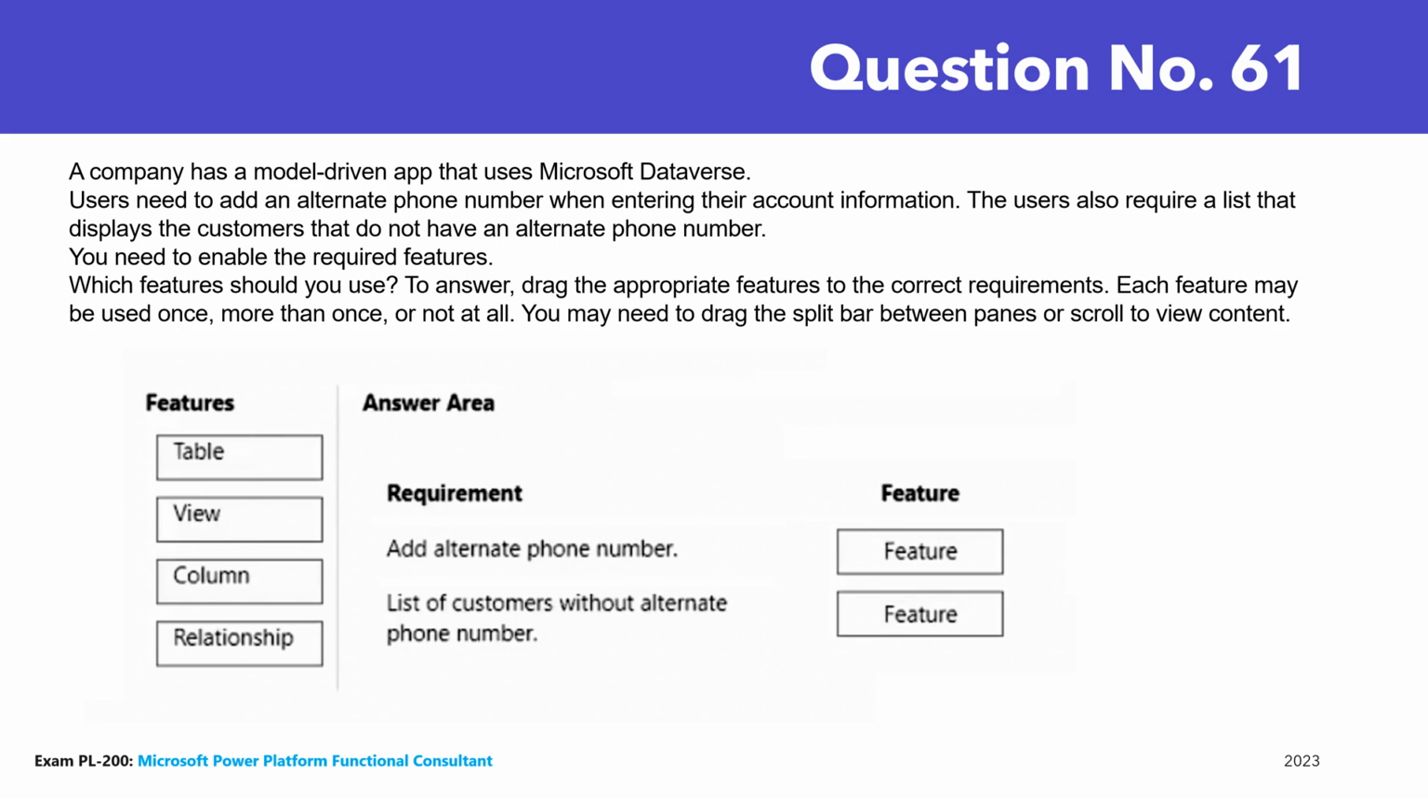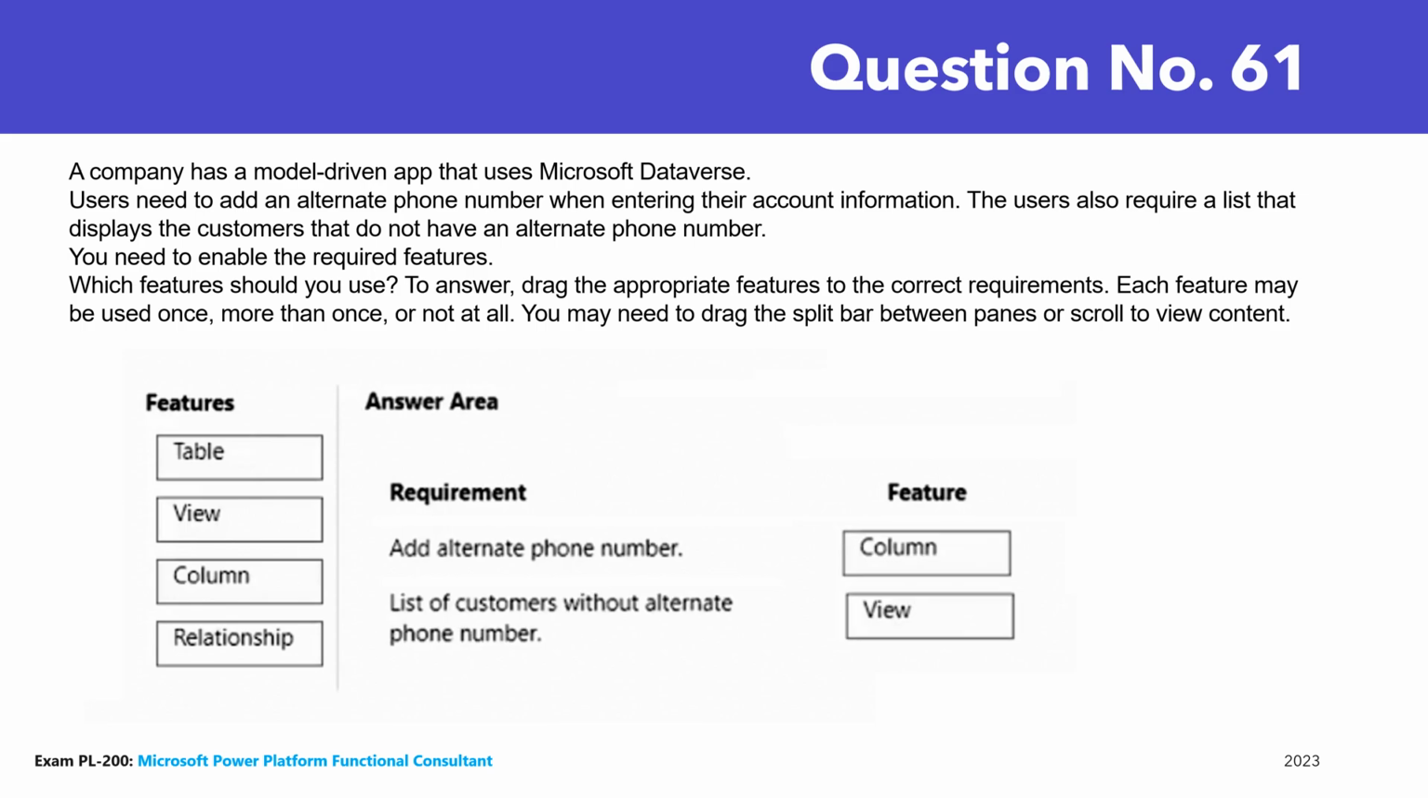To answer, drag the appropriate features to the correct requirements. Each feature may be used once, more than once, or not at all. You may need to drag the split bar between panes or scroll to view content. Requirement: add alternate phone number. Feature: column. List of customers without alternate phone number.